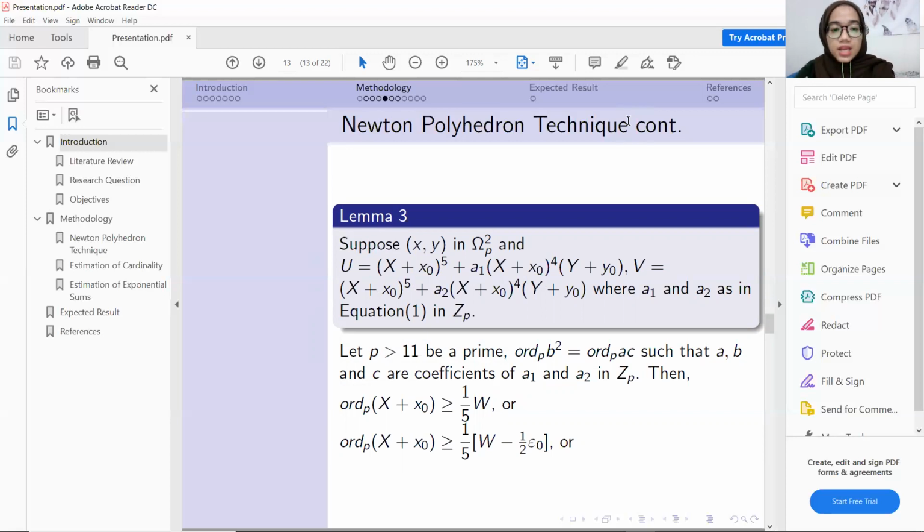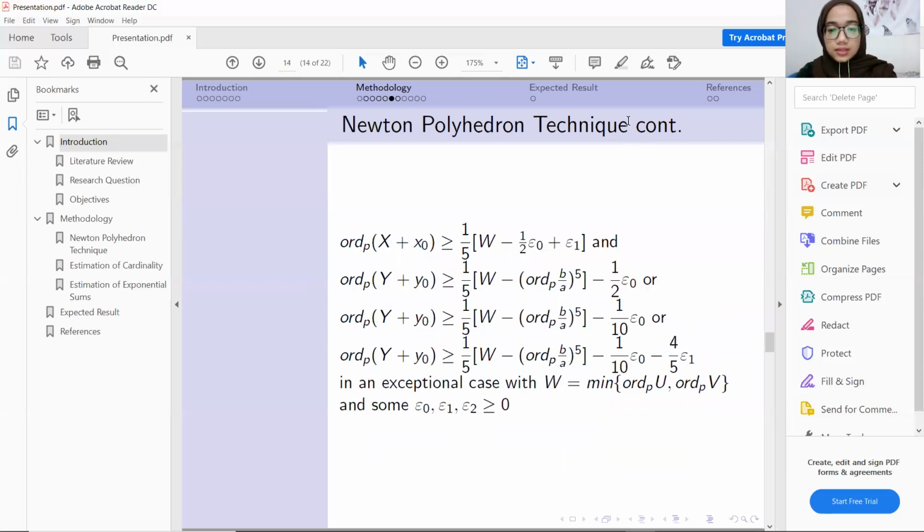Actually, these 3 lemmas are related to each other, because when we prove lemma 3, we need the result from lemma 2. So from this lemma, we need to prove this lemma, so that we can use the result for the next lemma.